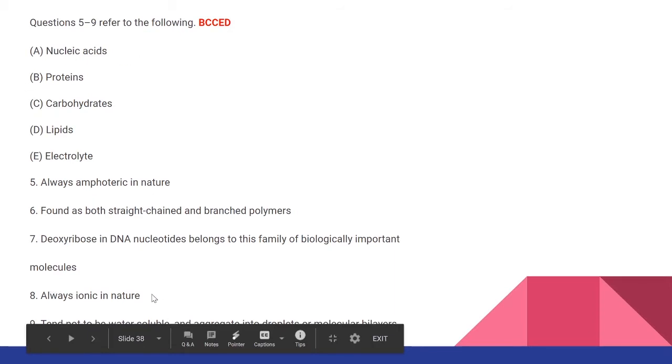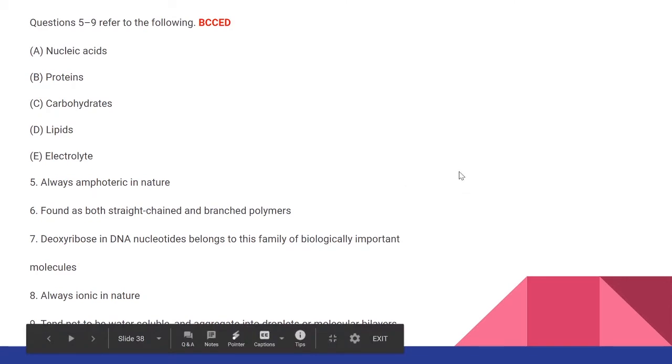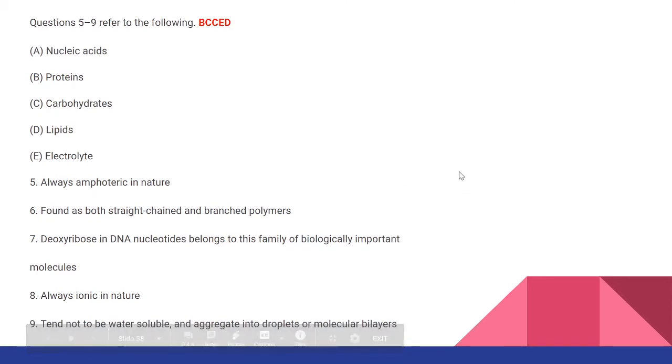Always ionic in nature. That would be electrolyte. They're always ionic in nature. Tend not to be water soluble and aggregate into droplets of molecular bilayers. That is obviously lipids. Fats do that. They're not water soluble. So here are all the answers. I put these in little red markings, so if you want to do the questions, you can do them yourself too. But essentially, this is the type of thing you're going to get. That's why it's important to memorize a lot of information and a lot of definitions, because you're going to have to know the properties of different terms in chemistry.